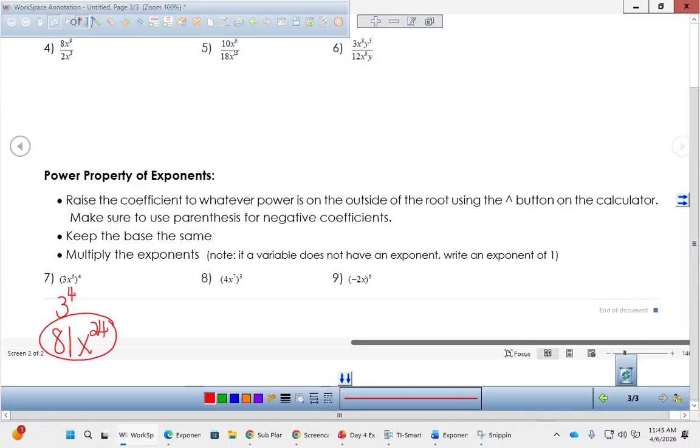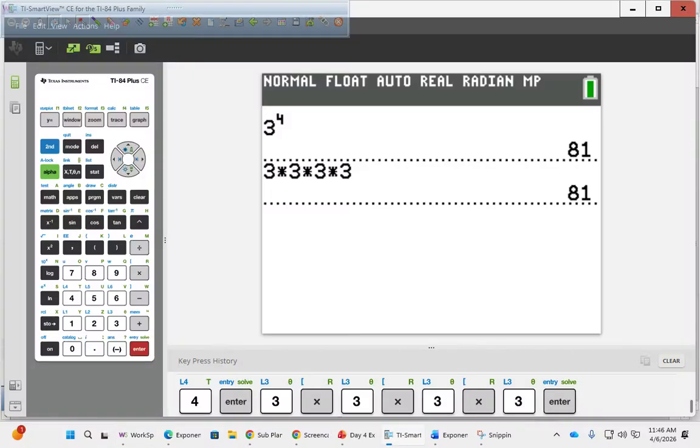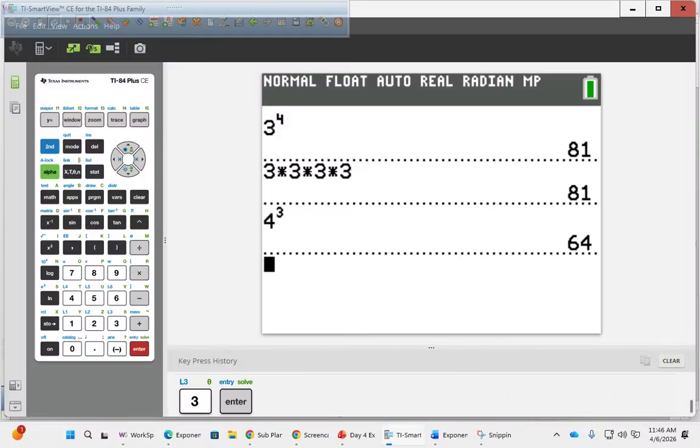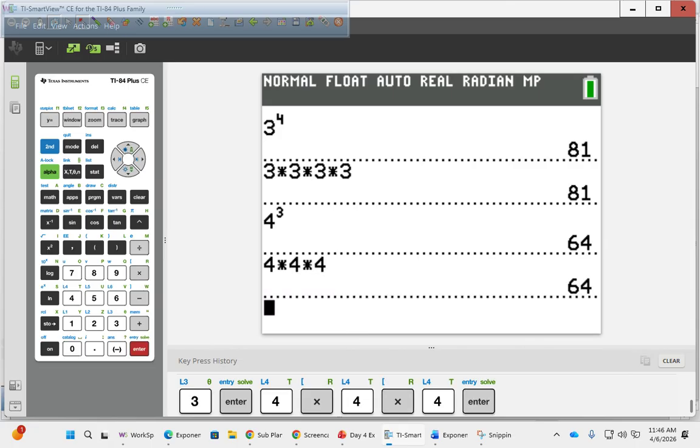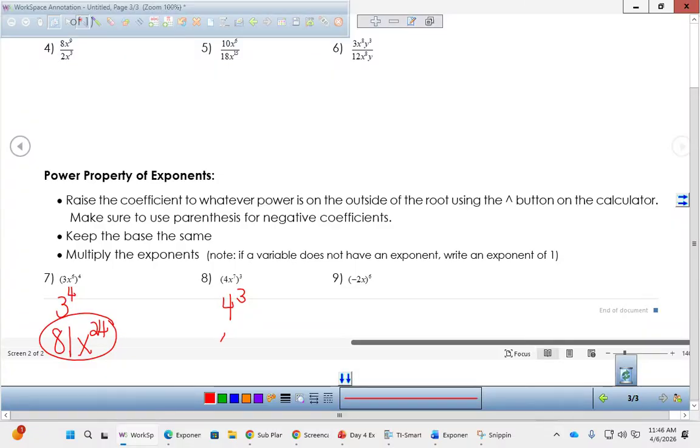All right, so for this next one, I'm going to raise the coefficient of 4 to the power on the outside of the parentheses. And I'm going to type that into my calculator. So 4 to the power of 3, or 4 times 4 times 4. 64. Keep the base the same and multiply the exponents. So 7 times 3 is 21.